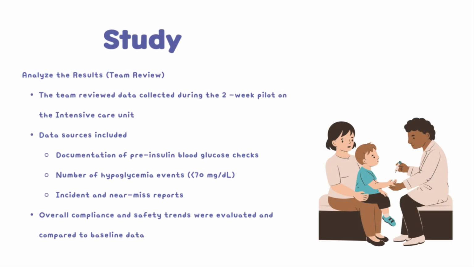In the study phase, the team analyzes the results from the 2-week pilot. They review data such as documentation of pre-insulin blood glucose checks, the number of hypoglycemia events, defined as blood glucose less than 70, and any incidents or near-miss reports. The team evaluates overall compliance and safety trends and compares this data to baseline data from before the intervention. This helps determine whether the changes lead to improvement in both process and patient outcomes.